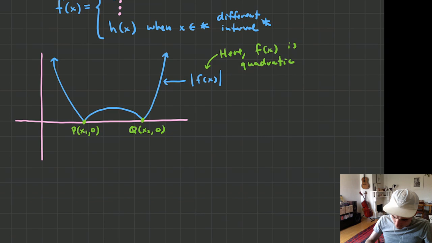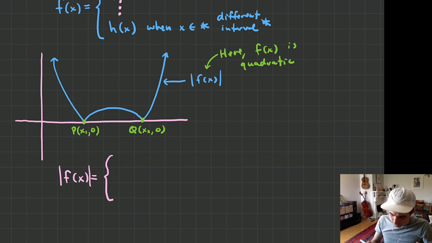So we would say that f of x is equal to, well, it could be equal to several things. It is equal to the absolute value of f of x. So this is our absolute value function, where our f of x function is just a quadratic. It's not the absolute value of a quadratic.